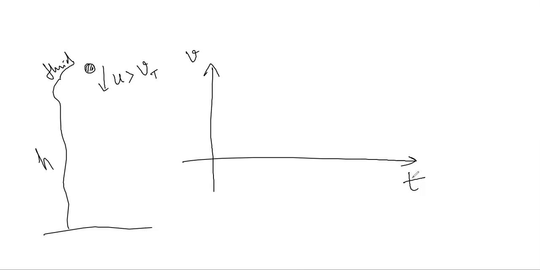In the other case, the u was less than the terminal velocity. It is u greater than it. We have thrown one object vertically downward with some initial velocity greater than terminal velocity. You have to draw the graph now. So the initial velocity is greater, so it starts like that.